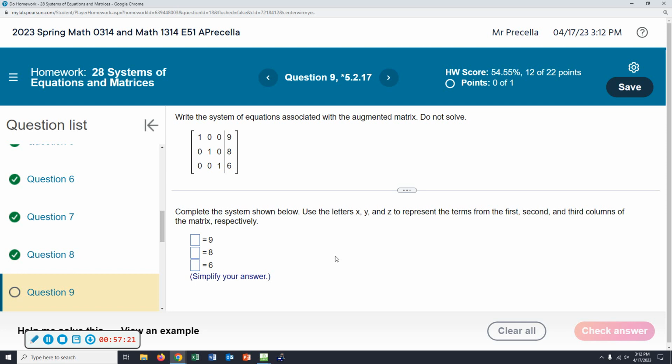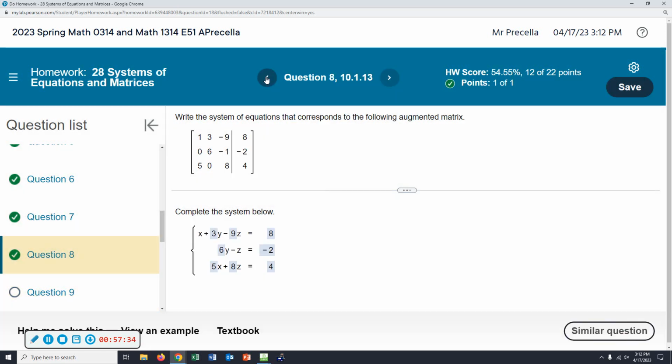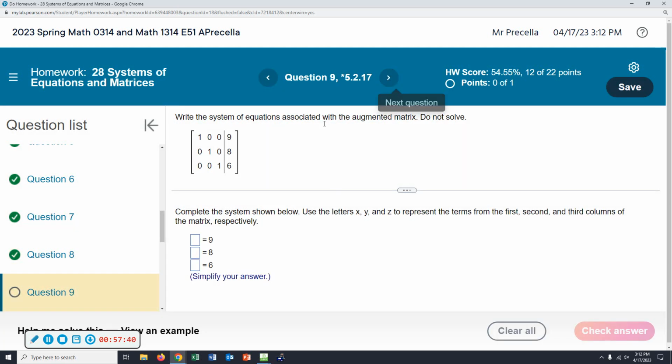0 and 0. 0, 0, and 1. We're doing the same as this. But look, there's a lot of zeros here. So what would this first row be? 100? No, write the equation. Use the letters X, Y, Z. Let me write it down.